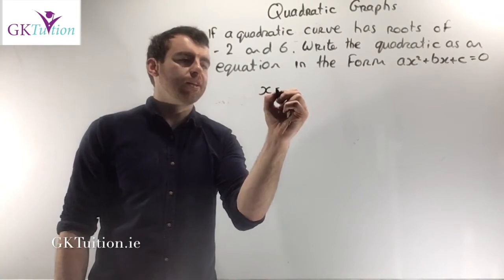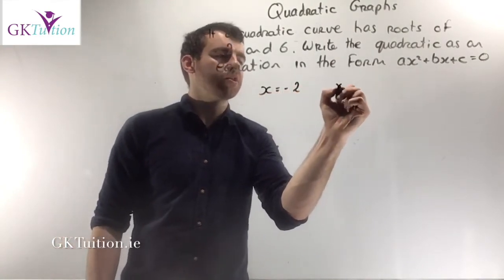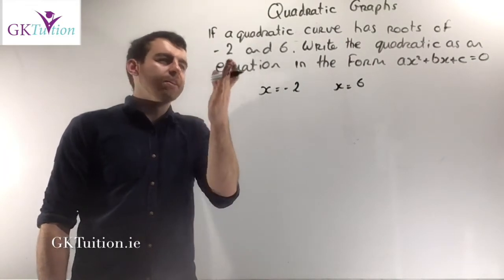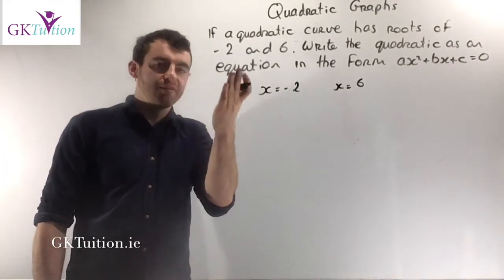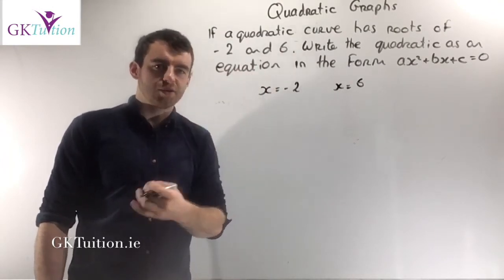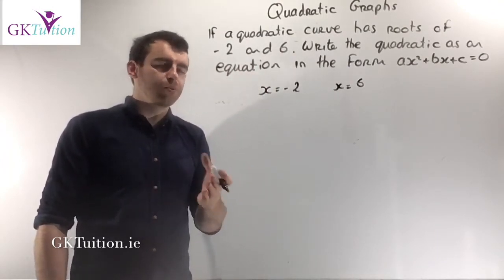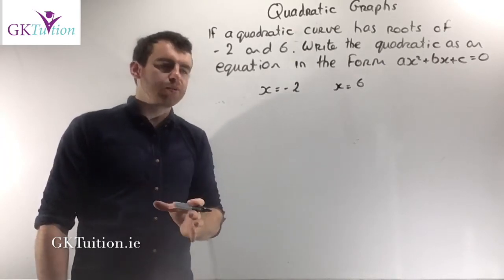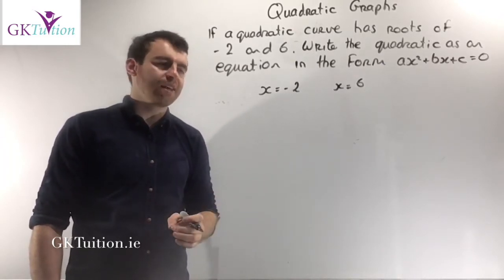Roots should be written in the form x equals -2 and x equals 6. However, in this question, I haven't given it to you in that form because often in an exam question, they just write it like that to try and throw you off. Whenever you're dealing with roots, you should write them like that. Remember that roots are the points where the curve crosses the x-axis.